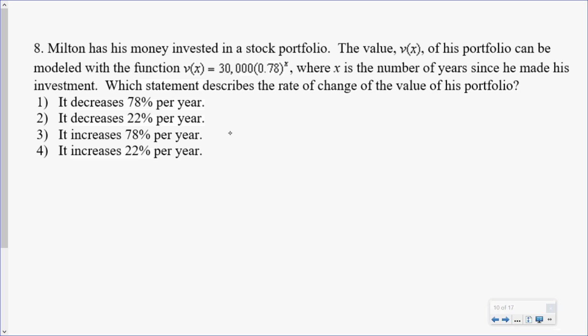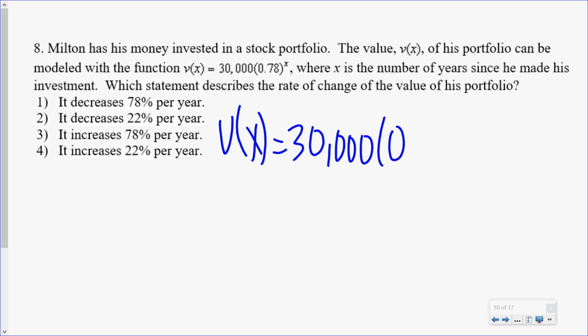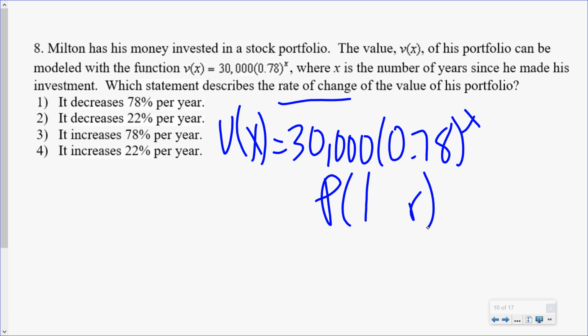So we've got v of x for number 8 equals 30,000 times 0.78 to the power of x. It's asking about the rate. So I know that it's principal, parentheses 1 plus or minus the rate, to the power of time. Is this more than 1 or less than 1? Well, it's less than 1, so it's going to be minus.